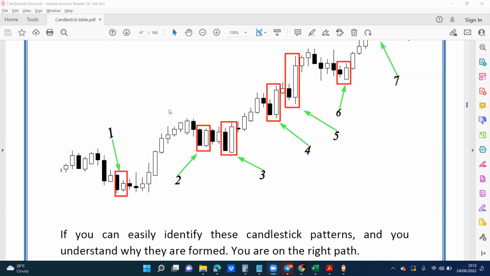What do you think is the candlestick pattern we have in number 1? What candlestick pattern is in number 1? Anybody, please.